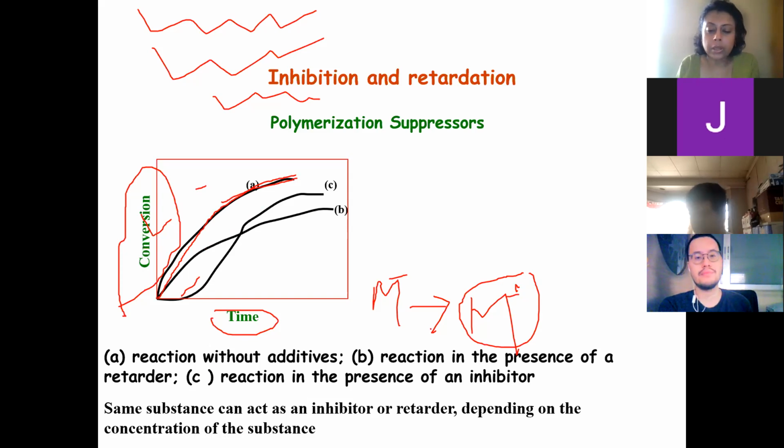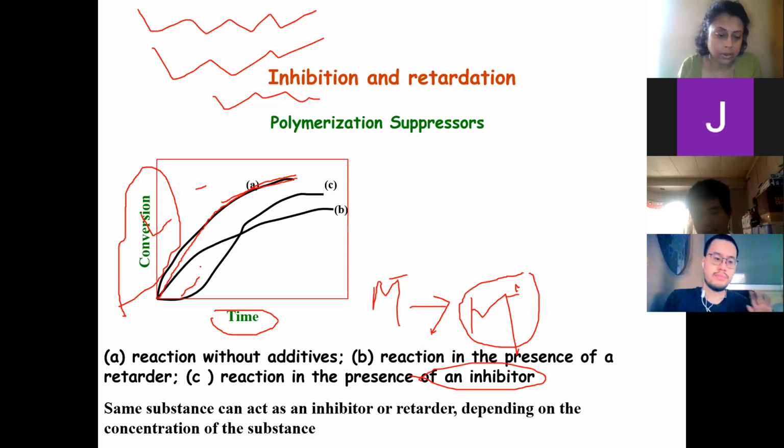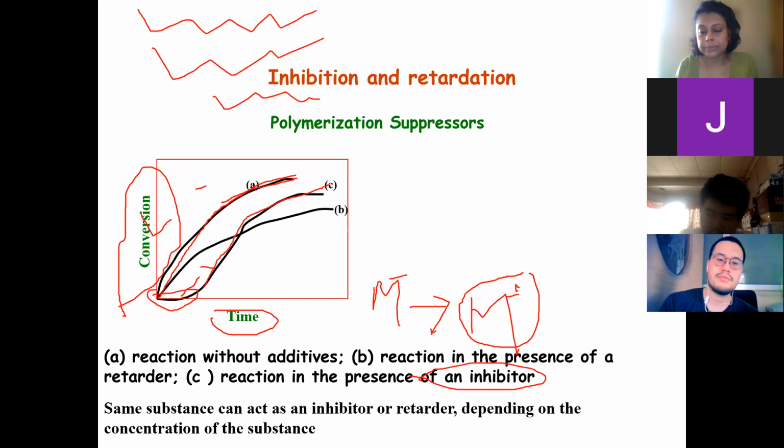We will not discuss the retarder. We'll talk about the inhibitor. If you have something called an inhibitor, it follows a different curve. Initially, we'll see there is no conversion, and then it goes up. So what is an inhibitor and why do we need it? As the name suggests, an inhibitor is inhibiting. And what is it inhibiting? It is inhibiting formation of this.